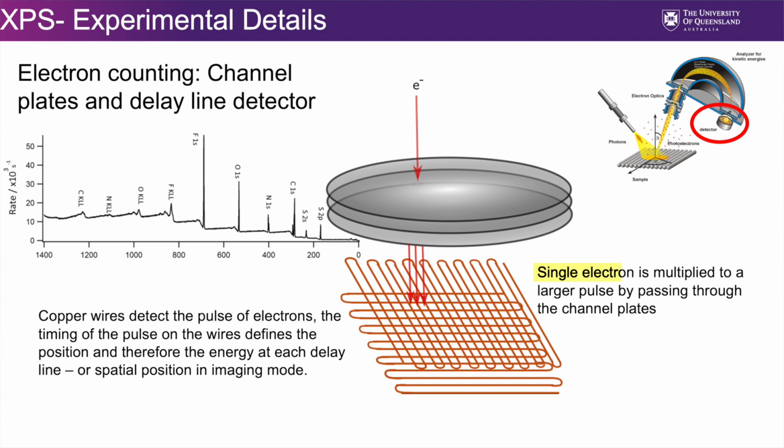A single electron is multiplied to a larger pulse by passing them through channel plates. Copper wires then detect the pulse of electrons, and the timing of the pulse on the wires defines the position, and therefore the energy at each delay line. This then gives us the space on the spectrum. If we do imaging, the spatial position is calculated this way too.